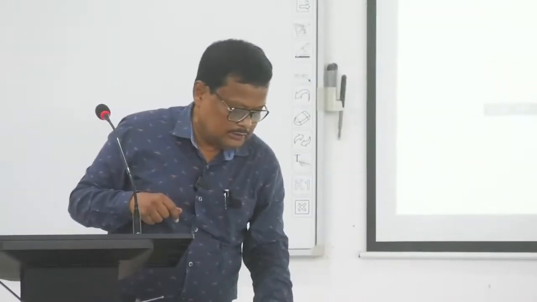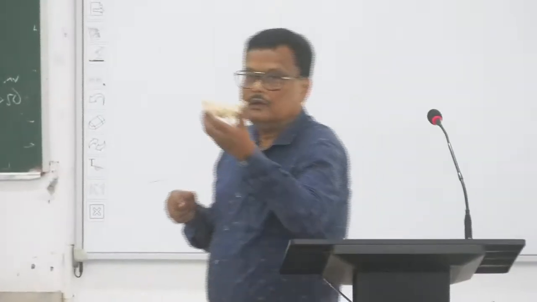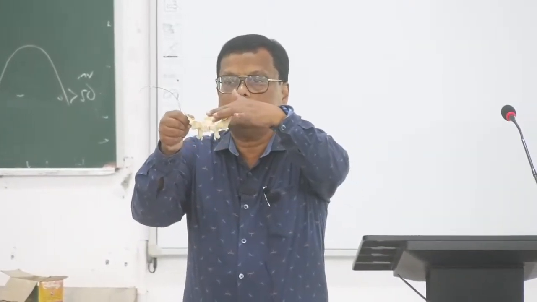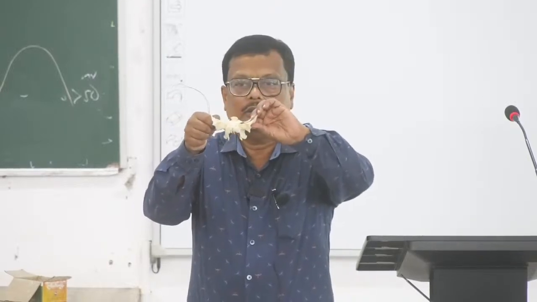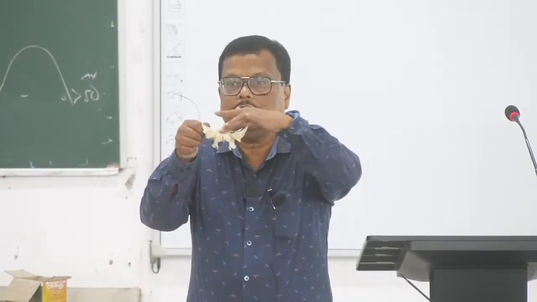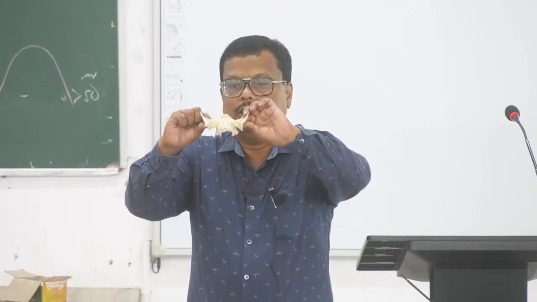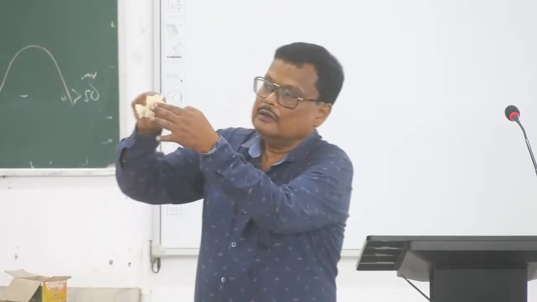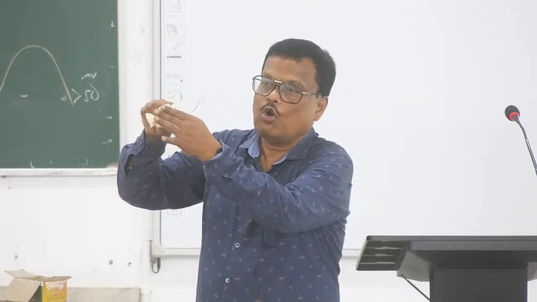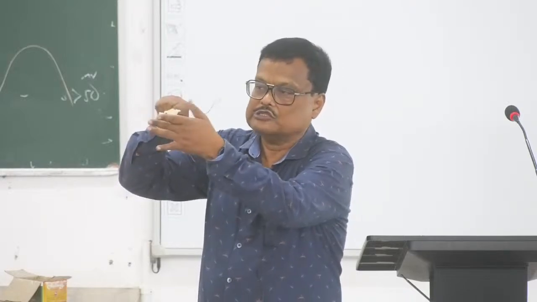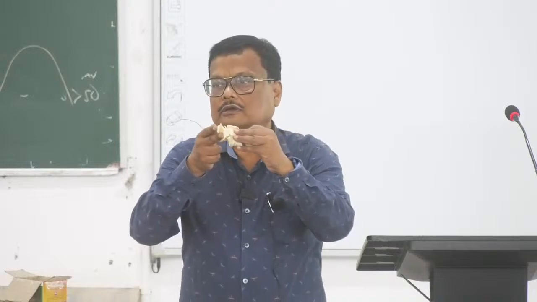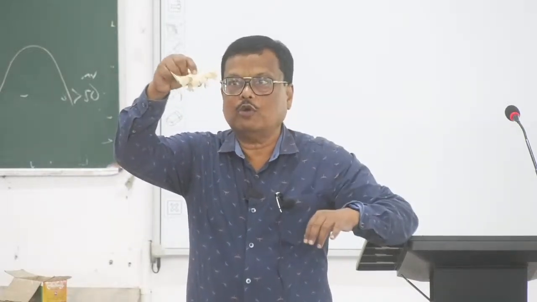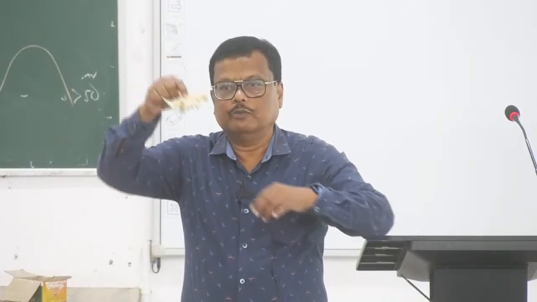Before going to that, this is the sphenoid bone. The sphenoid bone has got a lesser wing and a greater wing. The lesser wing has got an upper surface and a lower surface. On the greater wing, this part is known as the orbital surface of the greater wing, one on either side, right? And this is the body of the sphenoid bone.